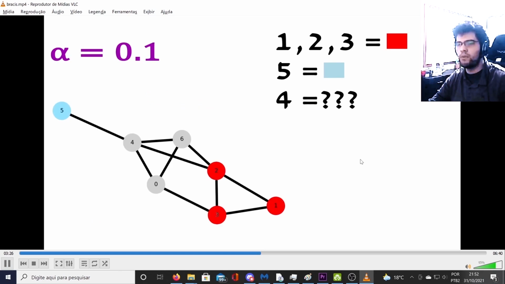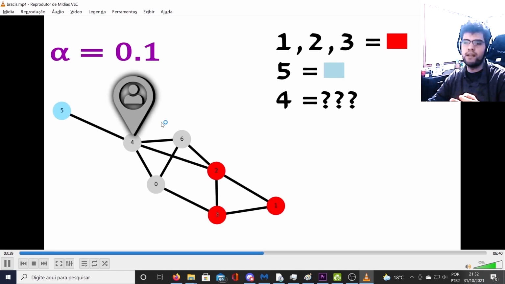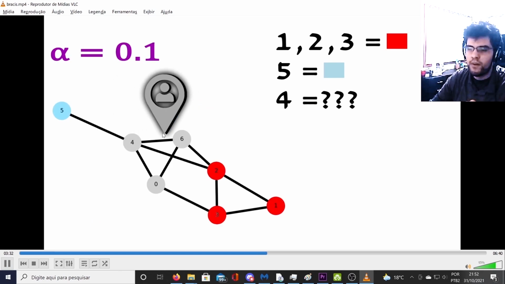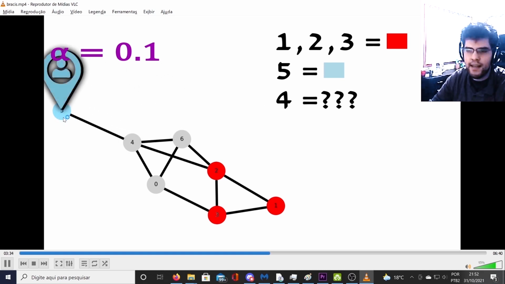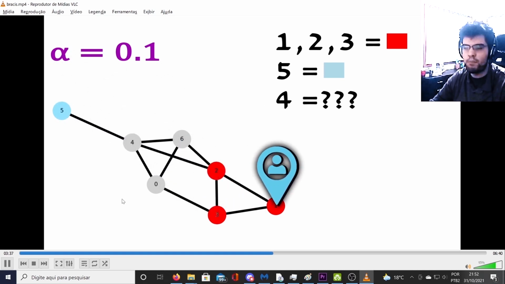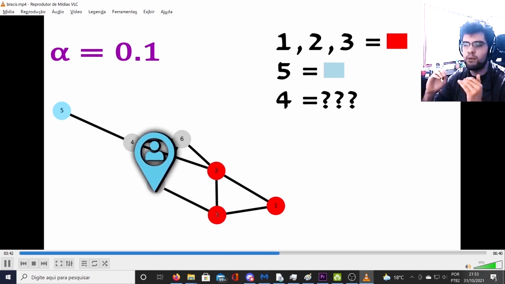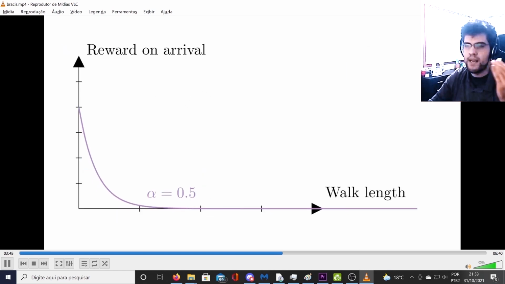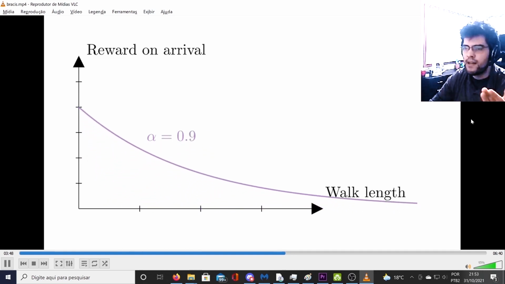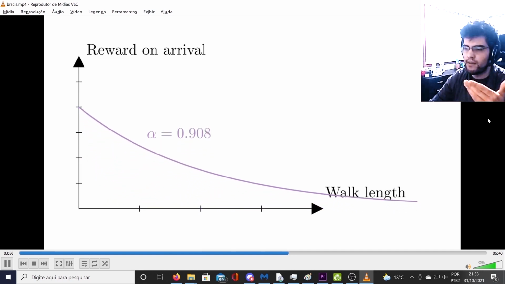So here we can see an example. If alpha is very small, then you only get the immediate reward. So here it just messes around, and here it reaches class blue, and then it practically ignores everything else because the decay is so drastic. It decays really, really quickly. On the other hand, if we increase the diffusion rate parameter alpha, then we increase the rewards later on.